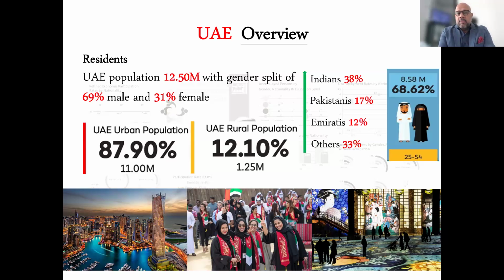So the total UAE population is 12.5 million with a gender split of 69 and 31. Indians are 38%, Pakistanis 17%. If you look at the Indian subcontinent, which looks at a particular kind of jewelry, it is really big. Emiratis are 12% and others are 33%, with a total of 200 nationalities staying together. Can we go on to the next one, please?